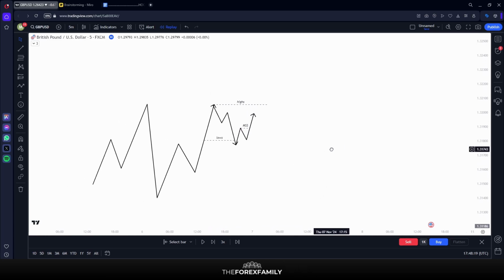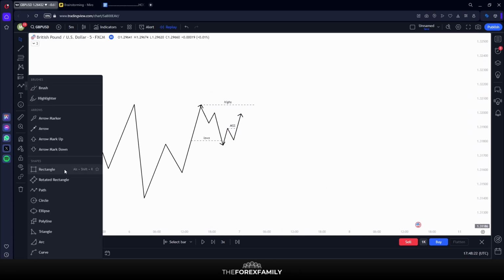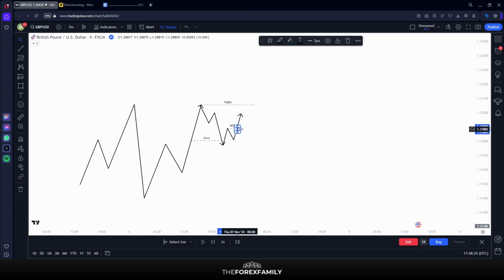And all we've got to do at this point is literally mark out our fair value gap, which overlaps with the market structure shift for a higher probability. And we can absolutely smash take profit. Make sure you do listen very carefully to the strategy, because ICT himself taught me this. And I'm literally teaching it to you for completely free.